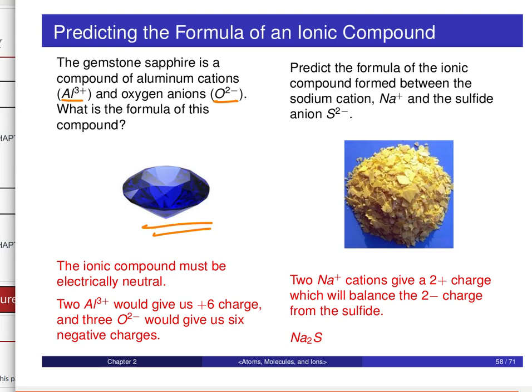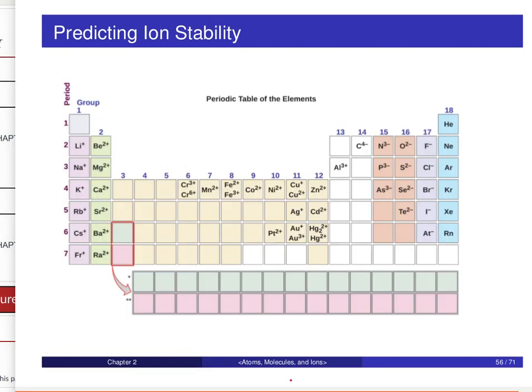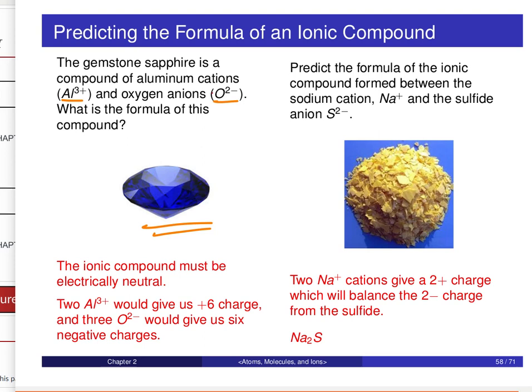And if you go back to that periodic table, we see that oxygen likes to have a -2 charge. Remember, 1, 2, gain 2 electrons to look like neon. And aluminum will tend to lose 3 electrons to also look like neon. And so aluminum has a +3 charge, oxygen has a -2 charge. And now we can use these common charges to essentially predict the ratio of aluminum atoms to oxygen atoms that we would find in the sapphire gemstone.